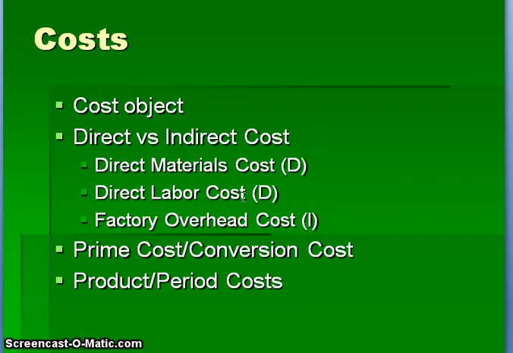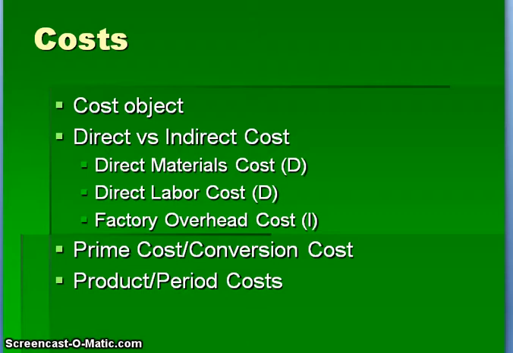But factory overhead costs. Conversion costs include factory overhead and labor, because you need those items in order to convert something from a raw material into a finished product. All right, so those are considered conversion costs. All of these items are also considered to be product costs: direct materials, direct labor, factory overhead. They're all a cost of creating the product.